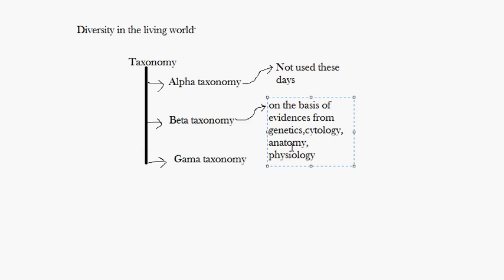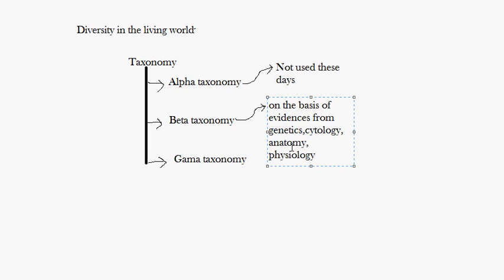What is anatomy? It is studying the internal features of the organism, kind of opposite to morphology. In morphology, you see and describe whatever you observe without dissecting or cutting any part of the organism. But in anatomy, you cut the organism and see its internal structure also. And physiology is the study of the behavior or the characteristics of the organism. So beta taxonomy was based on these characters.